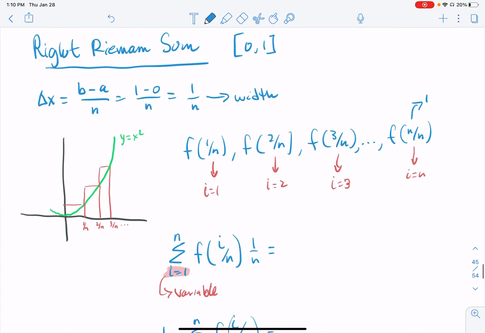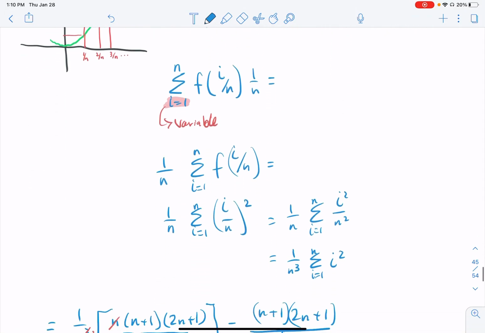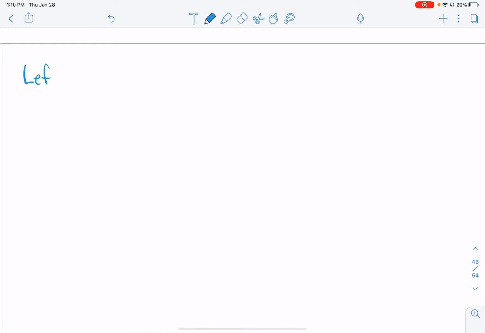We used the right Riemann sum. What would happen if we use the left Riemann sum instead of the right one? I know it's a heck of a lot more tedious to do, but let's just see what does happen when we take the left Riemann sum.